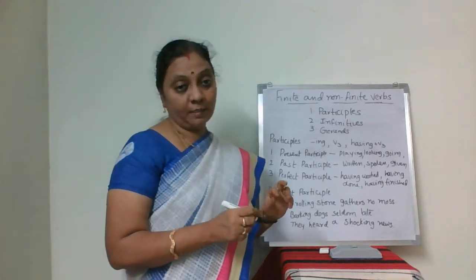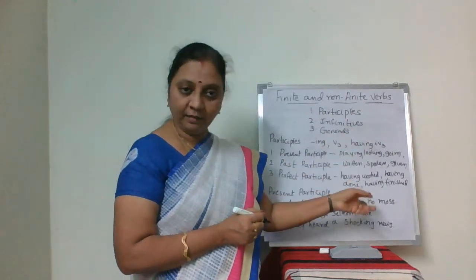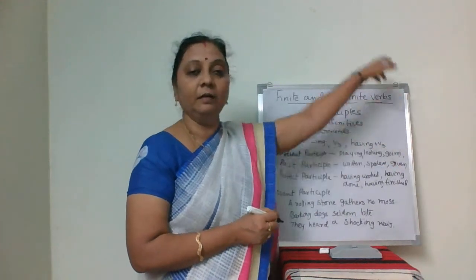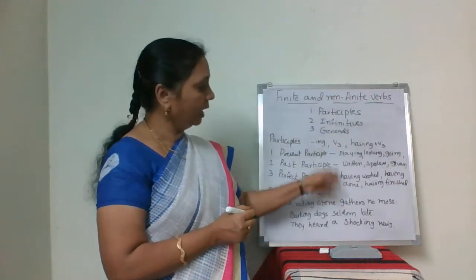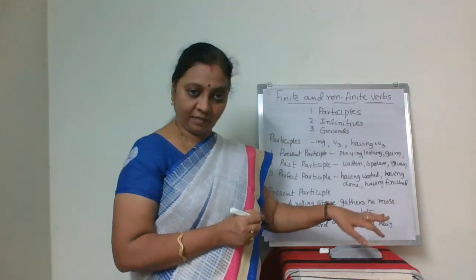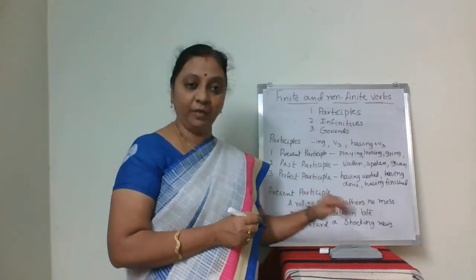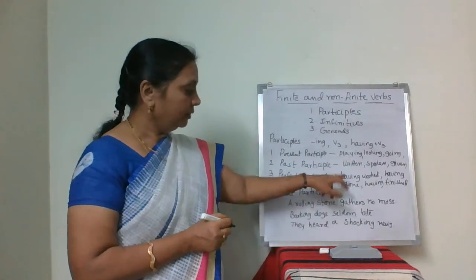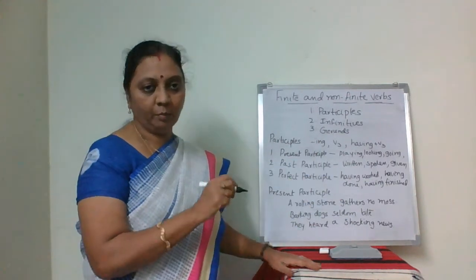And perfect participles: we have to add having before the past participle. Having plus V3 form. Having worked, having done, having completed, having finished work. So these three we do one by one.